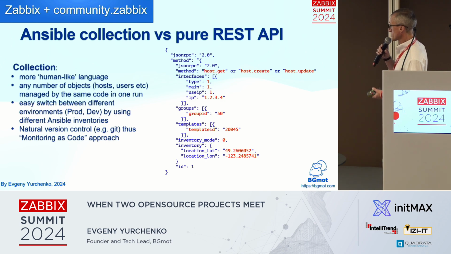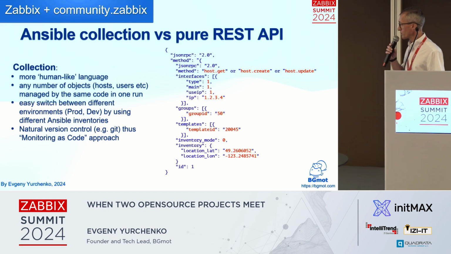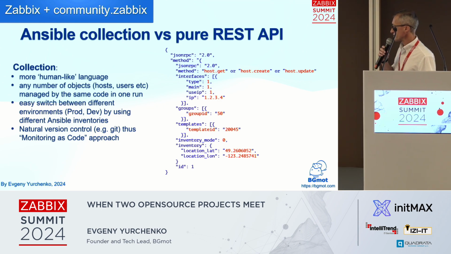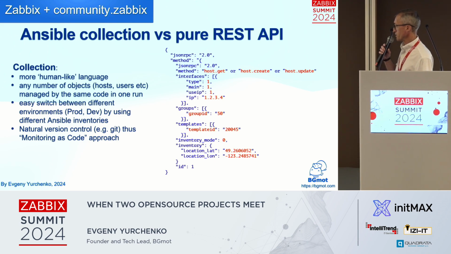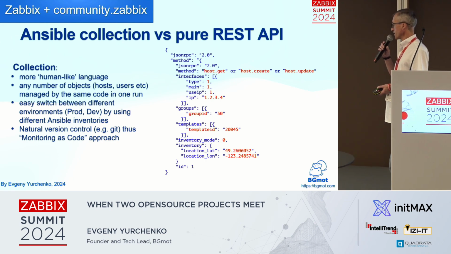Collection, what does it give you? It's more human-like language. Any number of objects managed by the same code. So in one run, you can deploy like 10 or 100 servers. No problem at all. You easily switch between different environments. You just have to use different code, different inventories. And natural version control. You can commit this code into a Git repository, and that's it. Again, reuse it.